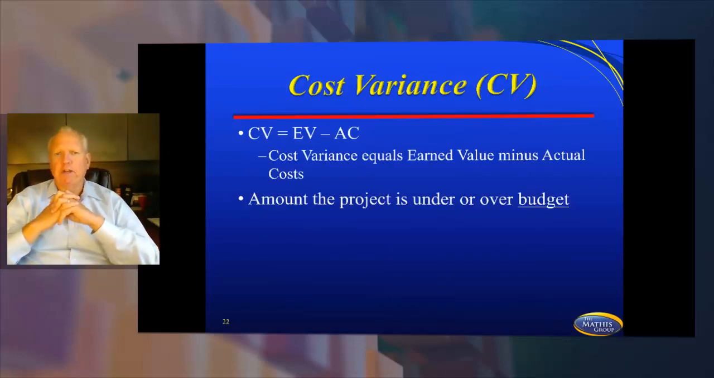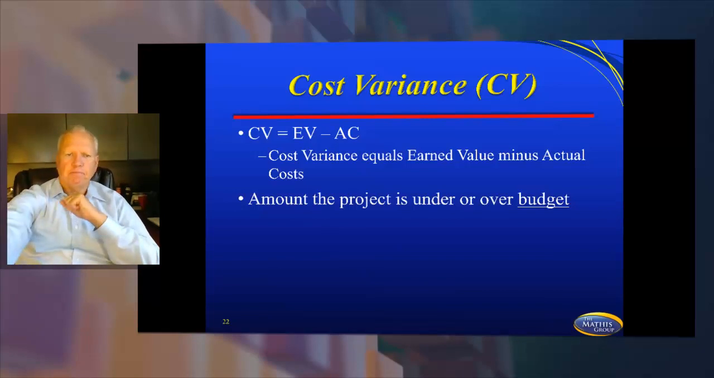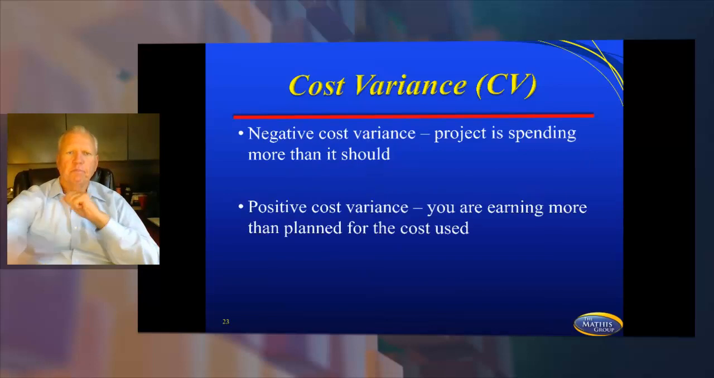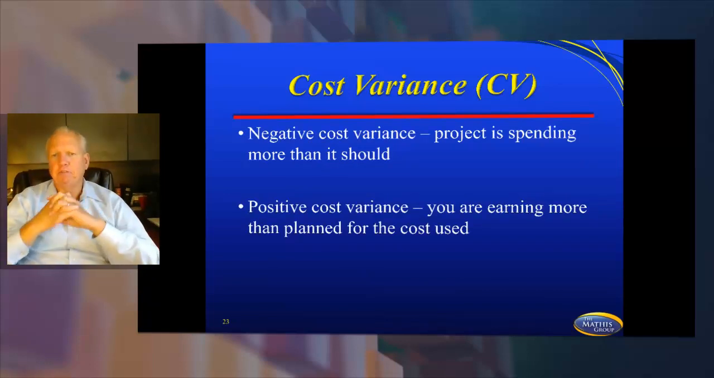All right, for cost variance, earned value minus actual costs, and it's the amount the project is over or under budget. Negative cost variance means the project is spending more than it should. A positive cost variance means you're earning more than planned for the cost used.